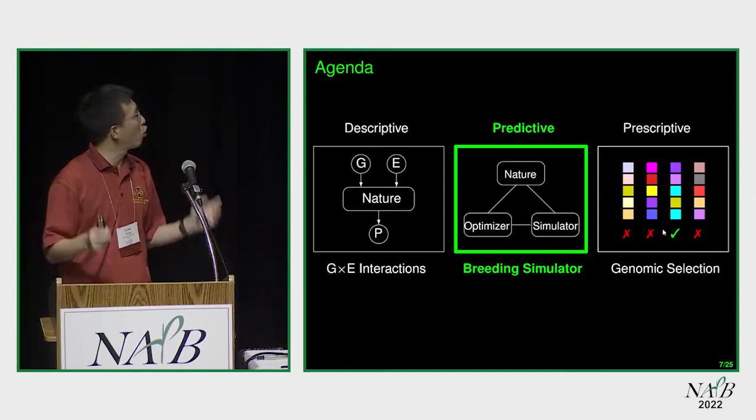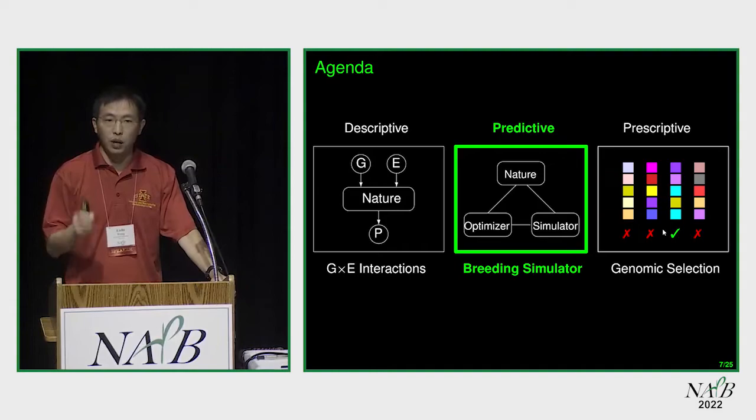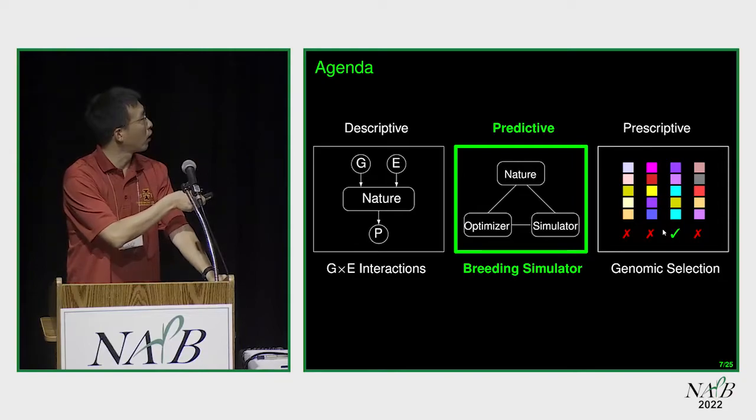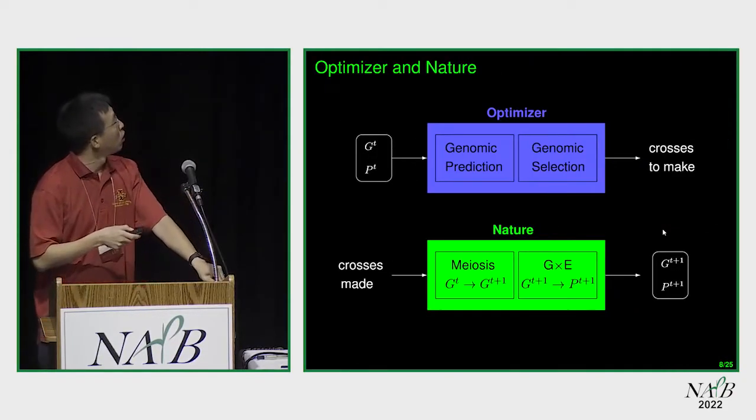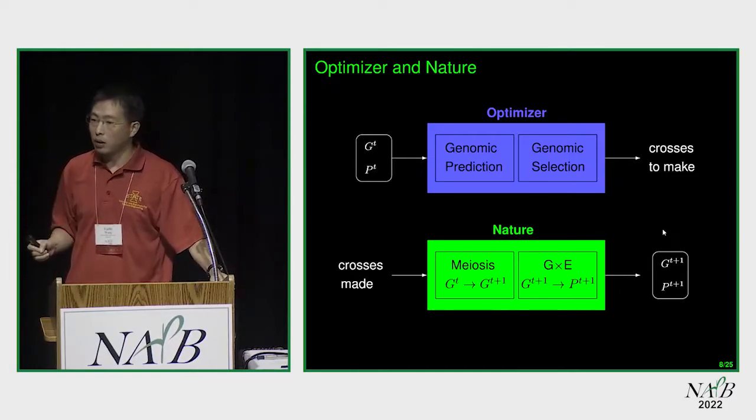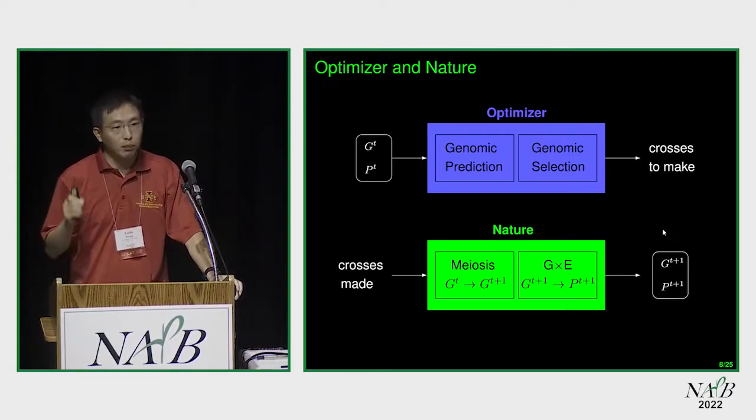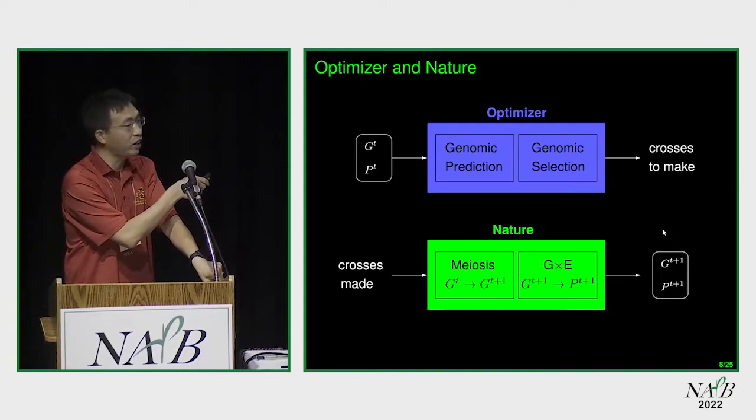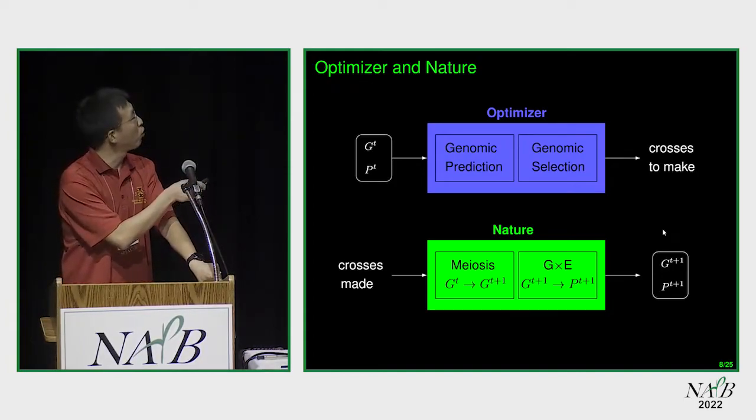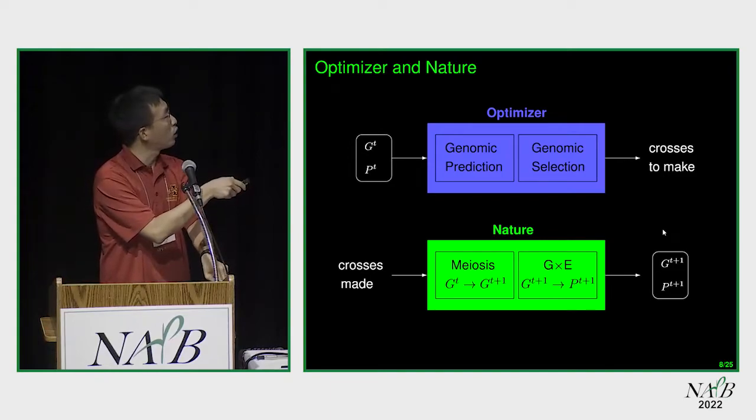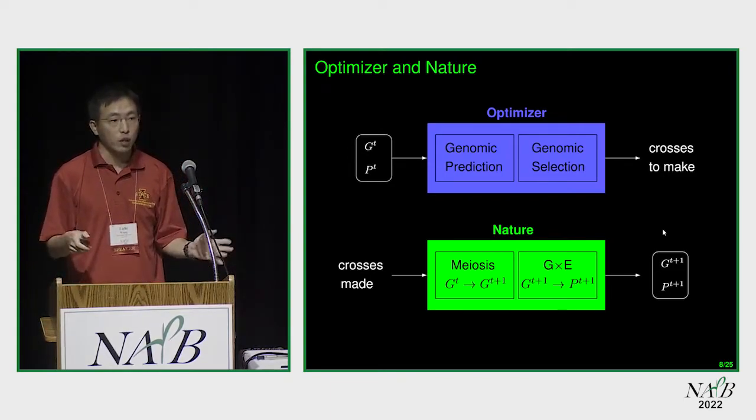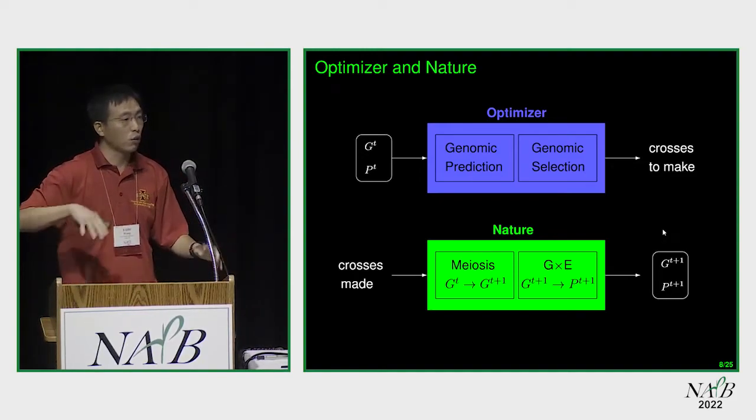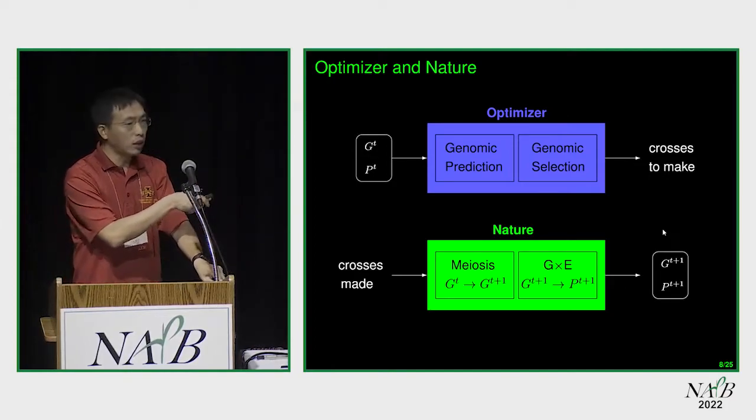But in order to make a good breeding simulator, I really want to clarify 3 definitions: what's nature, what's an optimizer, and what's a simulator. I define an optimizer as a decision maker. If a breeder is making all the decisions, the breeder is the optimizer. The decisions include taking the genotype data and phenotype data, doing some genomic prediction and genomic selection, and then determining the crosses to be made. That's the optimizer. If you are using a software decision support tool, that's also part of the optimizer. And then what's nature? Nature does two things.